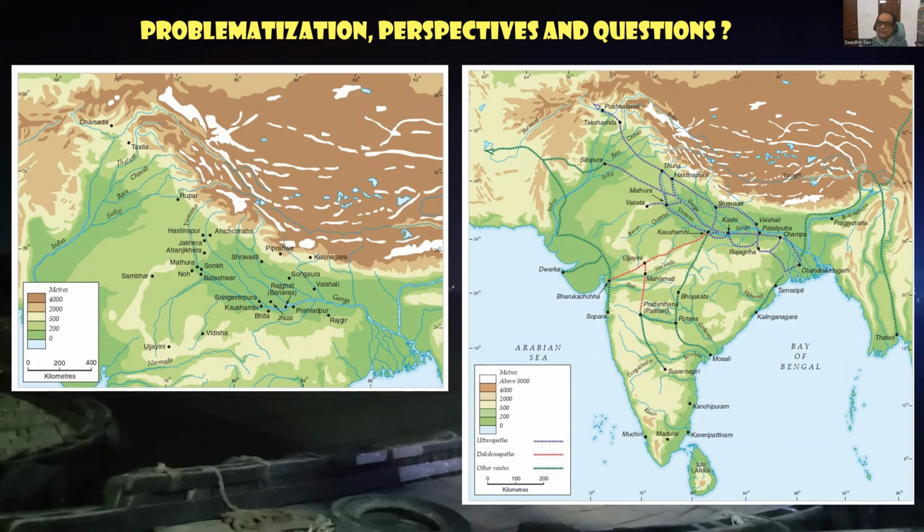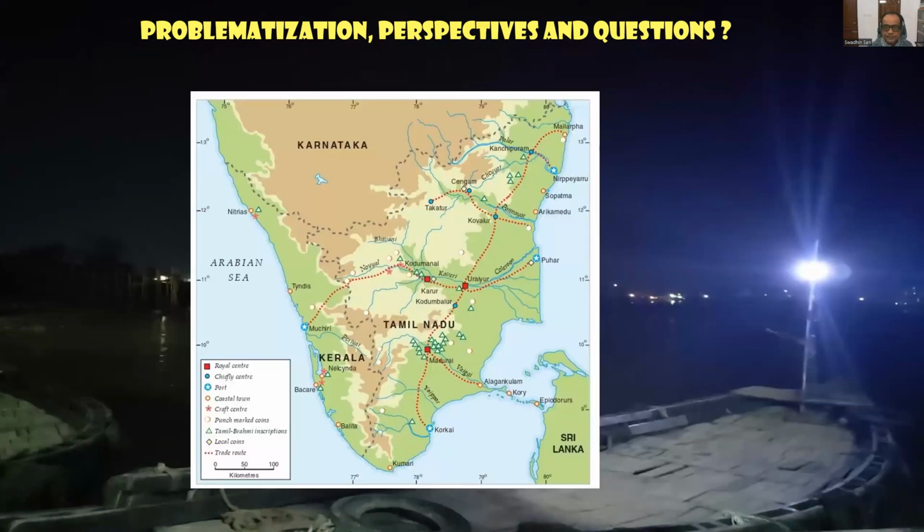But unfortunately, we rely upon this textual description more and try to supplement the archaeological material within the framework of the textual description. And these are some of the urban sites or cities in the southern part of the Indian subcontinent.